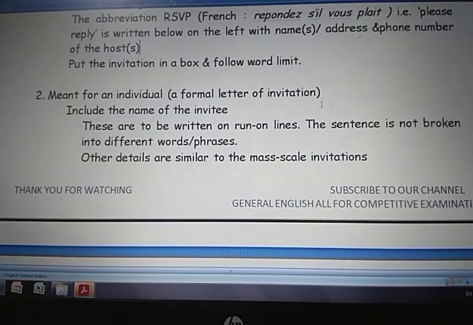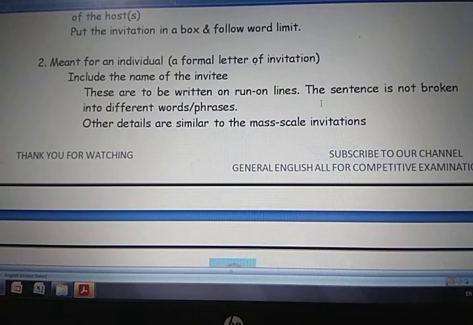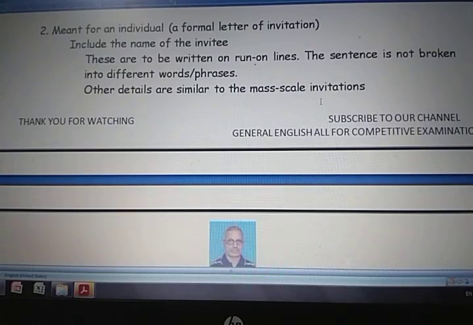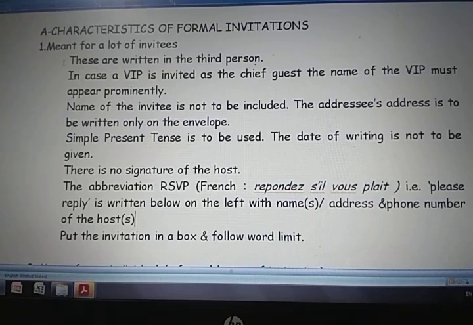Now second type of your invitation. What is that? The invitation that is meant for large group. Individual. This is about large group. And this is for individual. Only one or two people you are invited. So here, remaining things are common. Remaining things means what? These are written as a third person. Clear? In case any VIP is invited, that also you should mention. Clear? Simple present tense you should use.